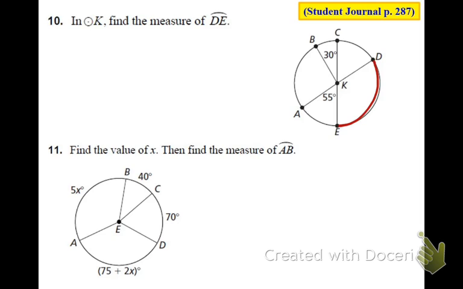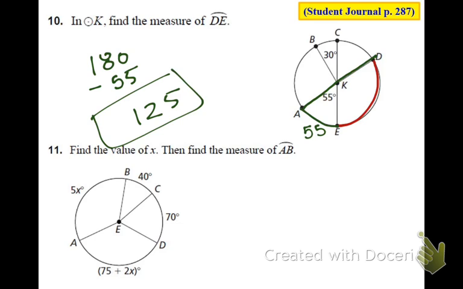Which diameter will help you? DA. CE would not help you because there's no information about CD at all. But we know AE, the arc here, will be how many degrees? 55. And all the way to D, they have to add up to 180. So what would I do there? Subtract. So 125 is the correct answer.